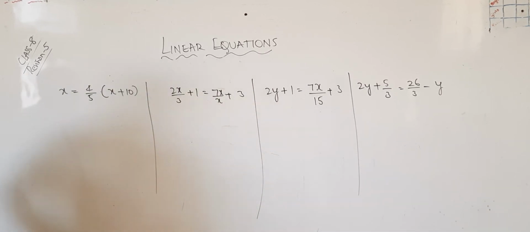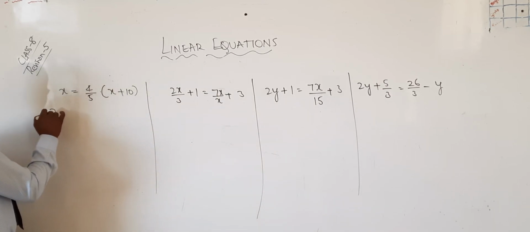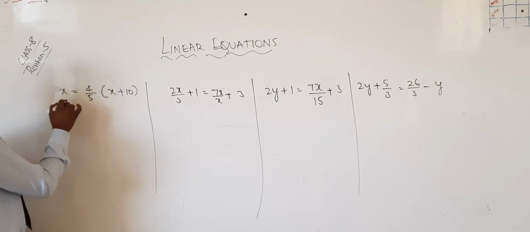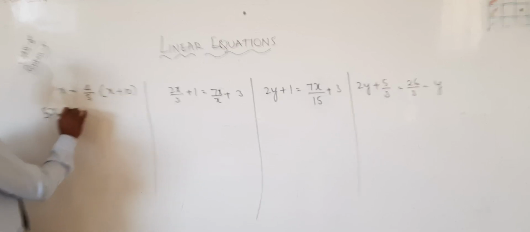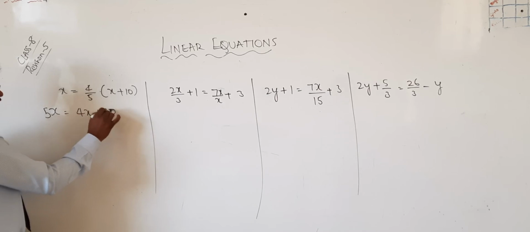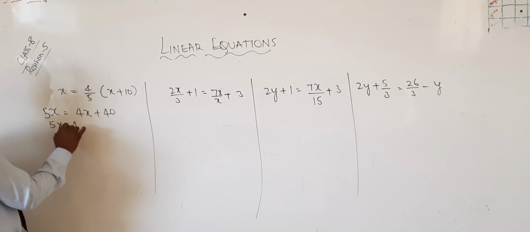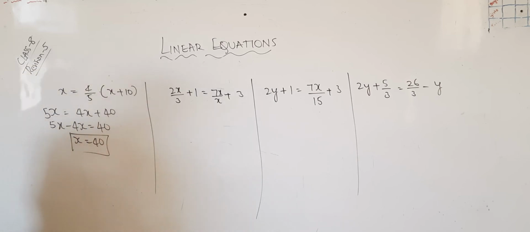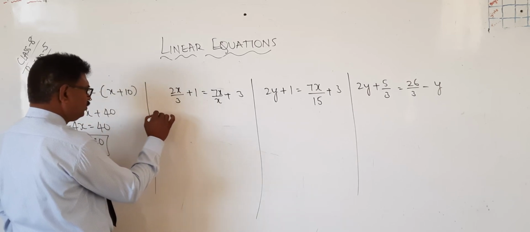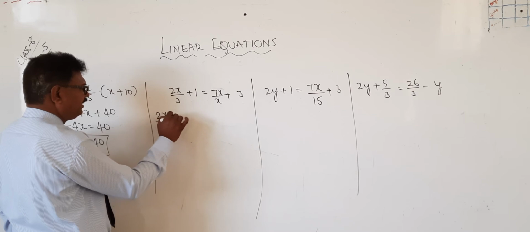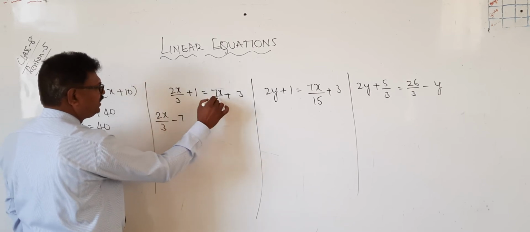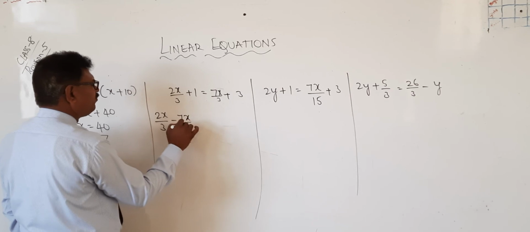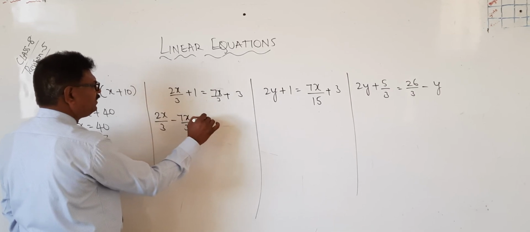We'll see here. Very simple only. There is no difficulty. Okay. Now x is equal to, take x into 5 is 5x, 4x plus 40. So 5x minus 4x equal to 40. Therefore x equal to 40. Same this problem. 2x by 3 minus, okay, here also 3 only, 7x by 3 is equal to 3 minus 1.